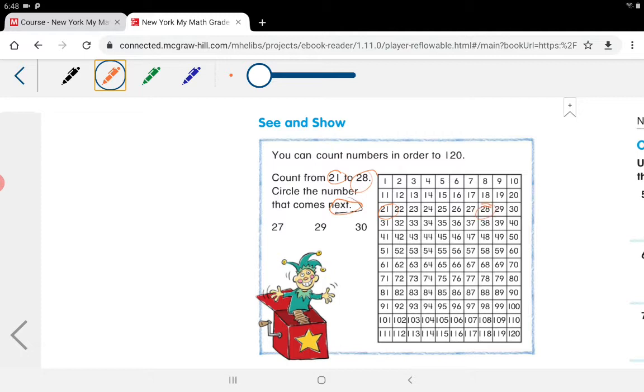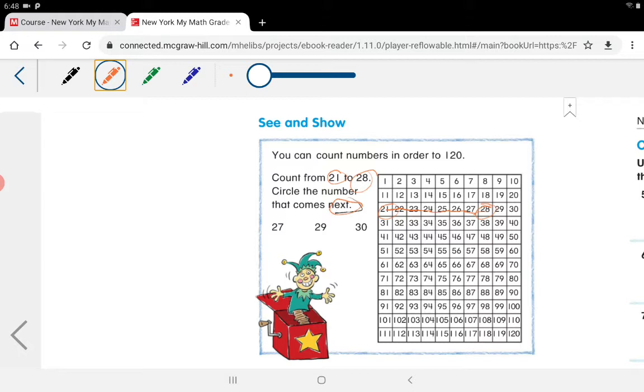So I know that my number has to be somewhere in between those two numbers. So let's count and find out what numbers are between 21 and 28. So we're going to start at 21 and count on. Count with me. 21, 22, 23, 24, 25, 26, 27, 28.